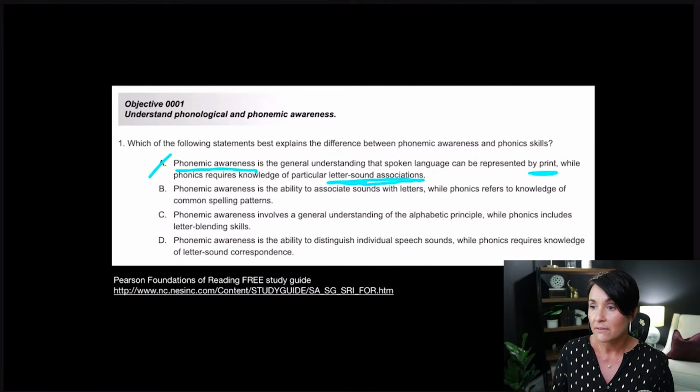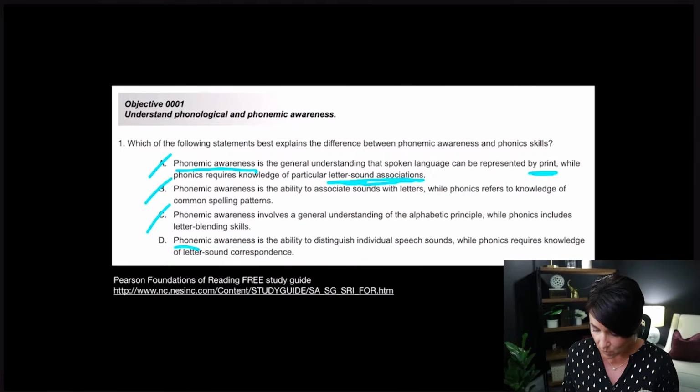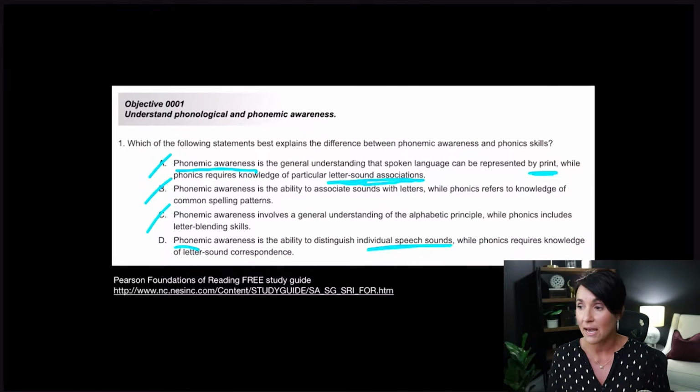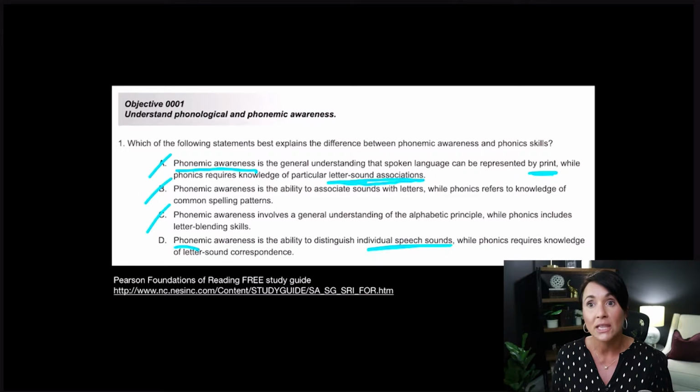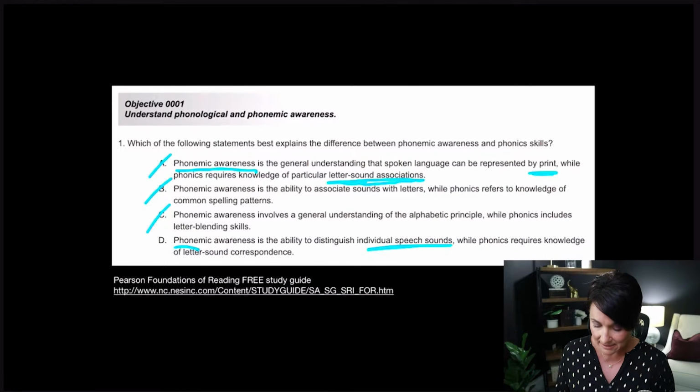A is incorrect. B, phonemic awareness is the ability to associate sounds with letters. Again, that's incorrect. Phonemic awareness has nothing to do with letters. It has to do with sounds only. Crossing it off, I don't even have to read the rest of that answer choice. C, phonemic awareness involves a general understanding of alphabetic principle. Again, alphabetic principle is like print, while phonics includes letter blending skills. This is a hot mess. Absolutely not. D, phonemic awareness is the ability to distinguish individual speech sounds. Yes, remember we said phonemic awareness is all about individual sounds and words, while phonics requires knowledge of letter sound correspondence. Yes, D looks good.